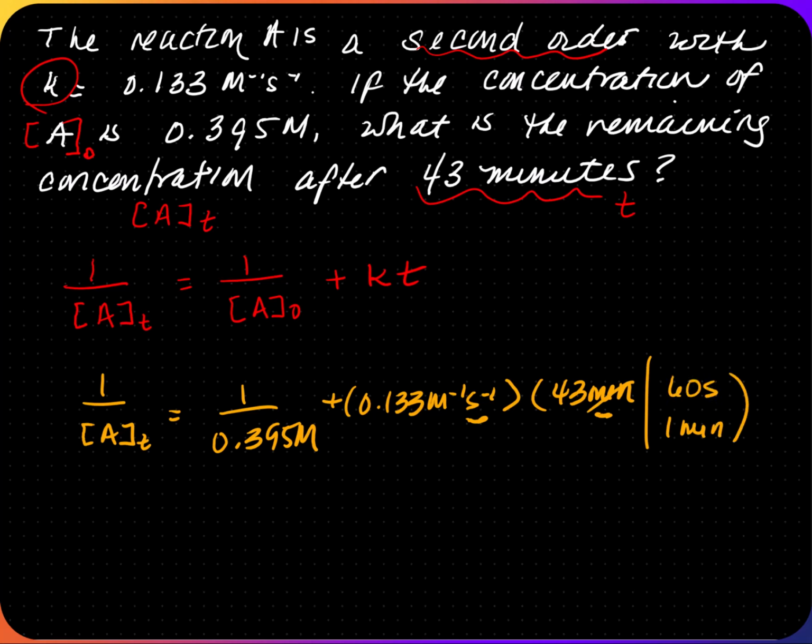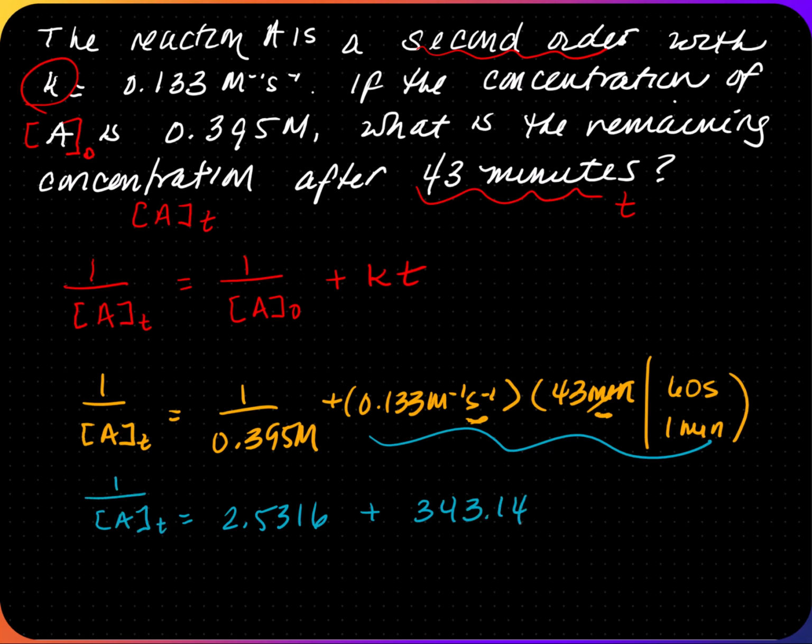You could also convert the seconds down here, but since it's in the denominator, it's going to be a little bit harder. So now let's do the math. If I take the reciprocal of 0.395, that is 2.5316. If I multiply this entire thing out, I get something like 333.14. This is equal to 1 over it.